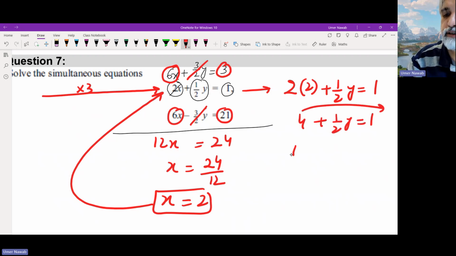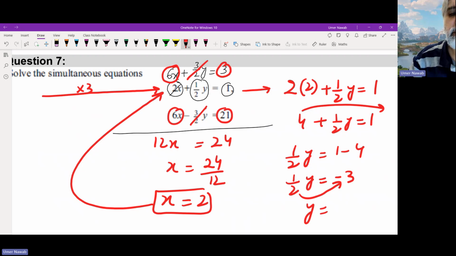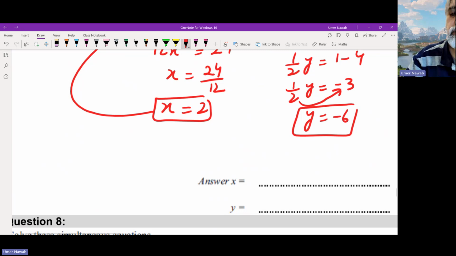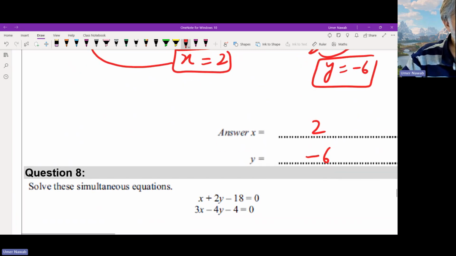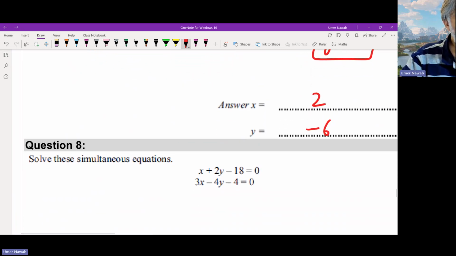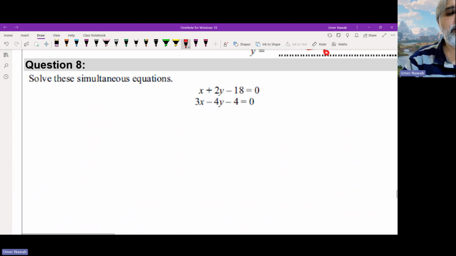Send the 4 to the other side. Half y is equal to 1 minus 4. Half y is equal to negative 3. Cross multiply. So y is equal to 2 times minus 3, which is negative 6. So x is equal to 2 and y is equal to negative 6. I got my answer. Now we move to the last question of simultaneous equations, question number 8.